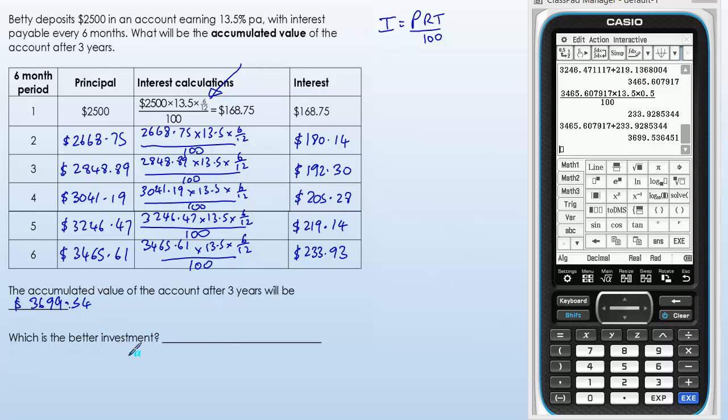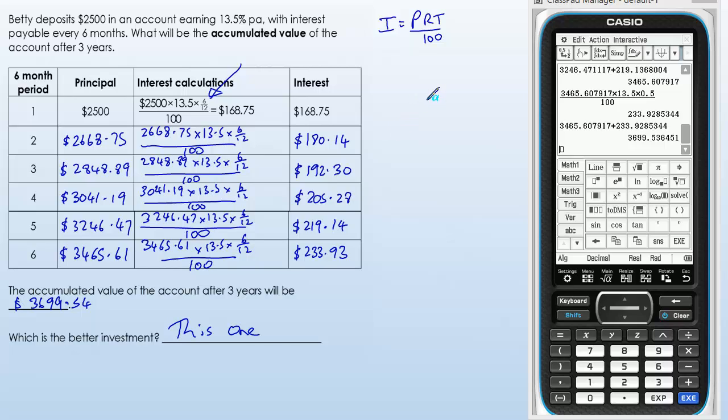So that's going to be $3,699.54. Now it says which is the better investment. It should be this one. I don't remember the value from the previous example, but when you compound more often you should end up with more interest. If that's not the case, when you check the values, it means that I've got one of the two examples wrong.